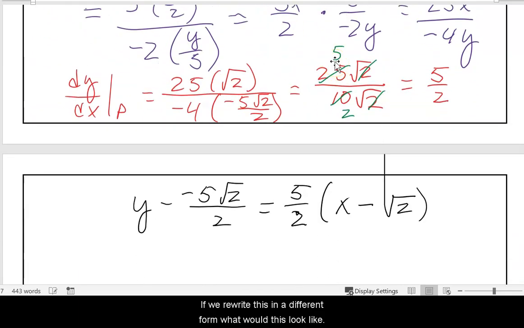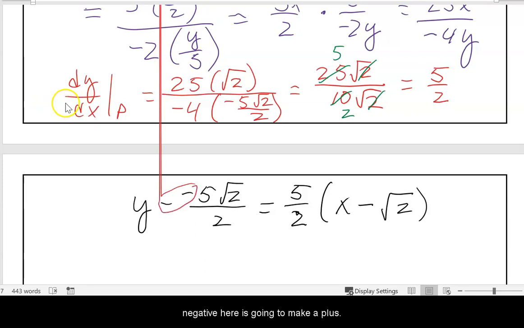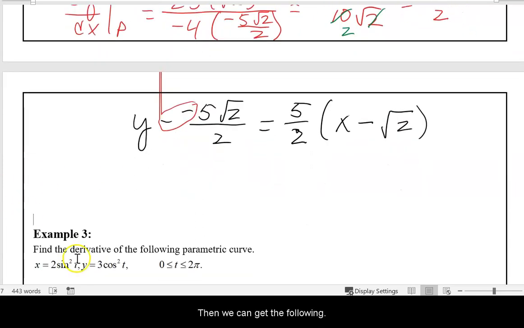If we rewrite this in a different form, what would this look like? If we move the negative 5 square root of 2 over 2 to the other side, remembering, of course, that a double negative here is going to make a plus, then we can get the following.